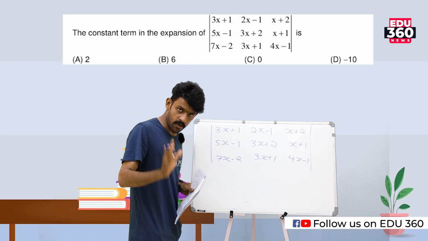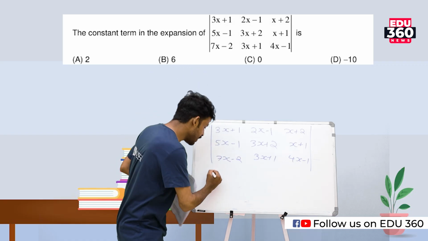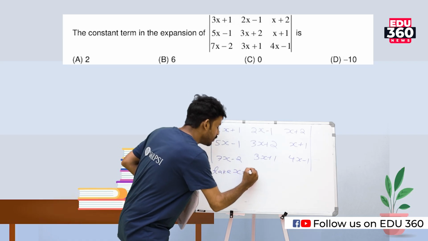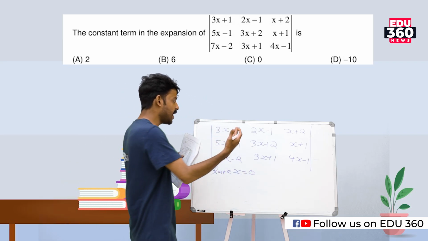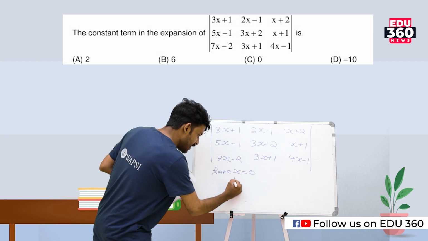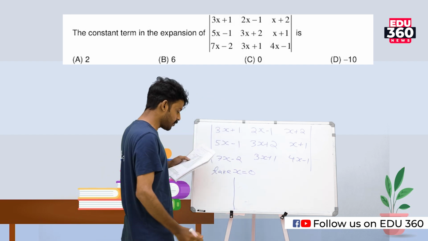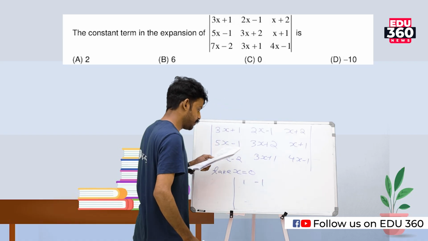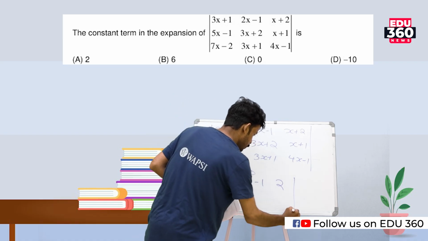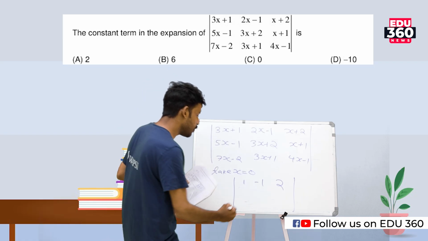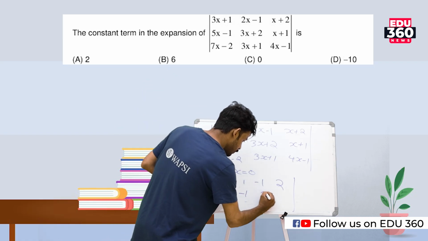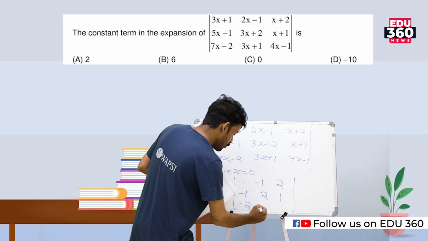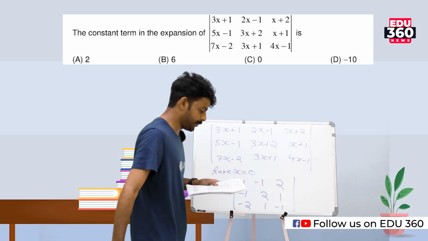In order to find the constant term in this expansion, we can take x equal to 0. When we substitute x = 0, for the first row we will get 1, -1, 2. For the second row, -1, 2, 1. And for the third row, -2, 1, -1.